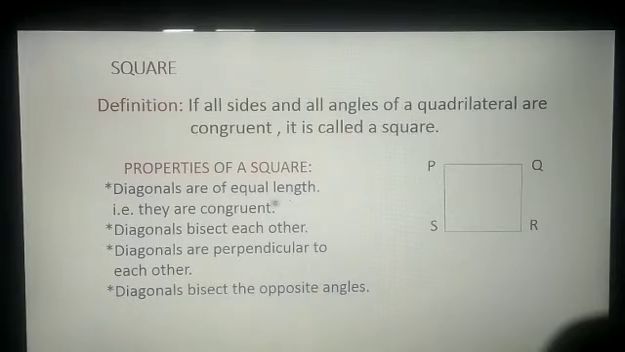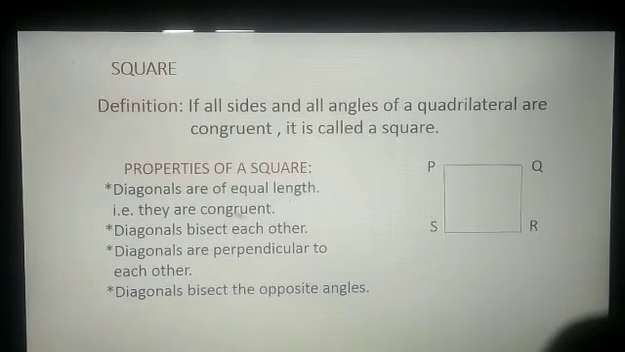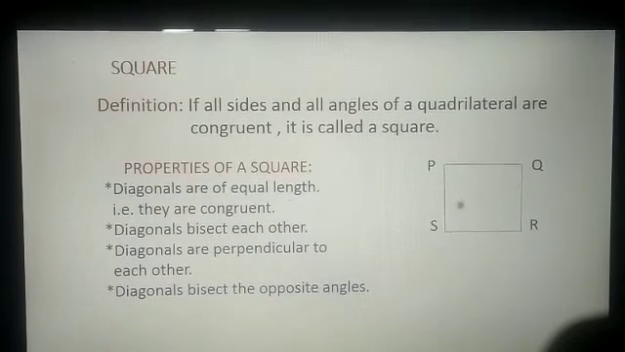Okay, what are the properties of a square? Diagonals are of equal length. Where are the diagonals? If you join P to R, PR is the diagonal. If you join point Q to S, this QS is a diagonal. Those 2 diagonals are of equal length, they are congruent. That means diagonals of a square are congruent.